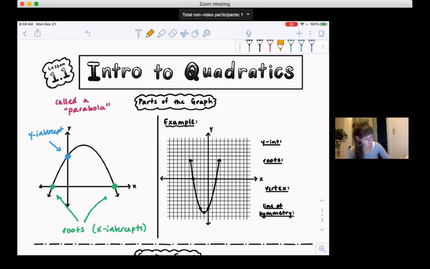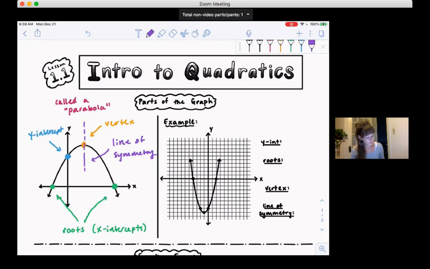Okay, the next key piece is called the vertex, and that's either the highest or lowest point on the graph. And then through the vertex, we can draw a vertical line, and that's called the line of symmetry. Because if we fold the parabola over that line, it will line up exactly with itself. So it's a mirror image of itself across that line. It's symmetrical.